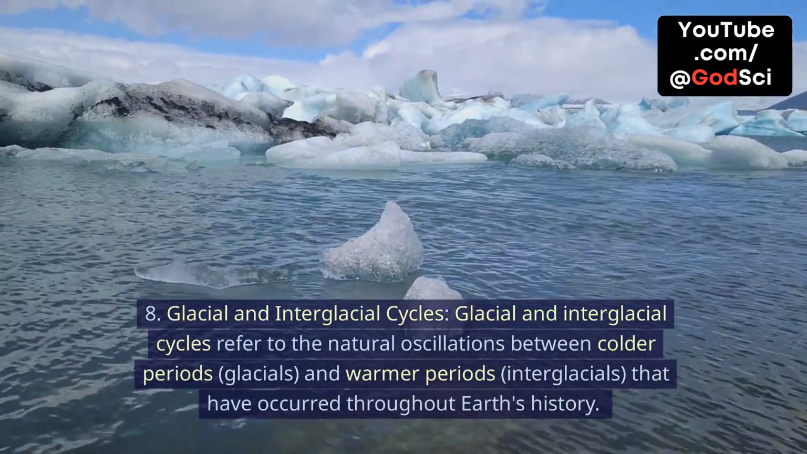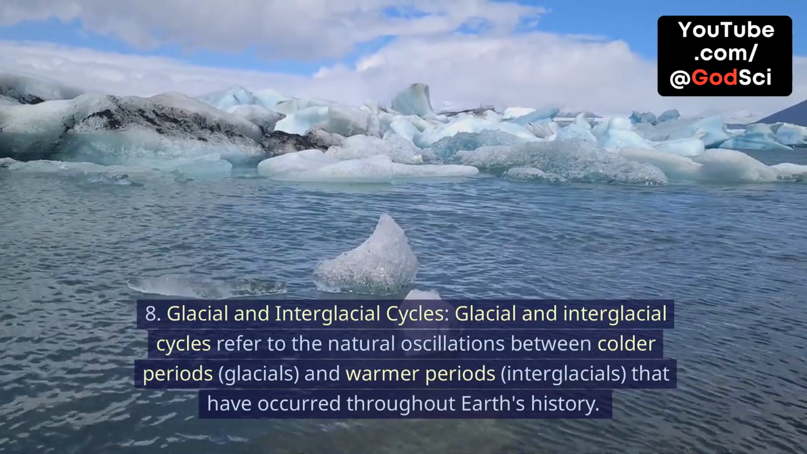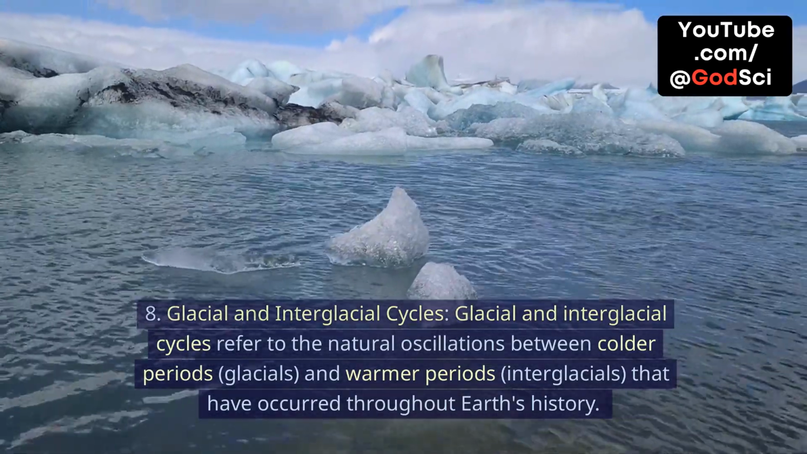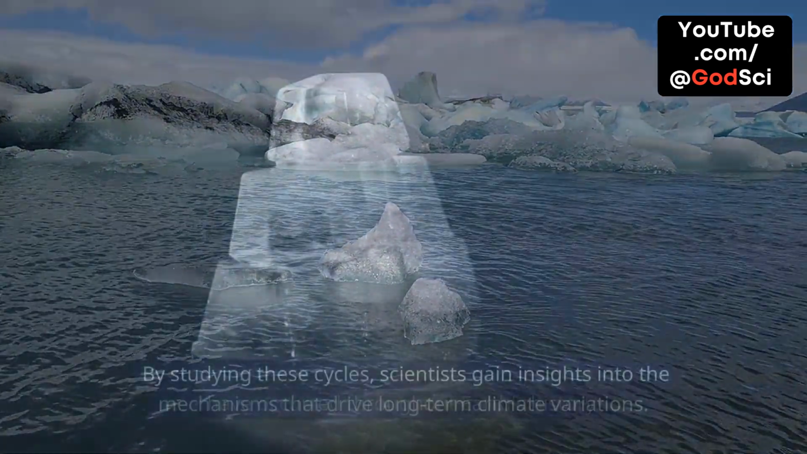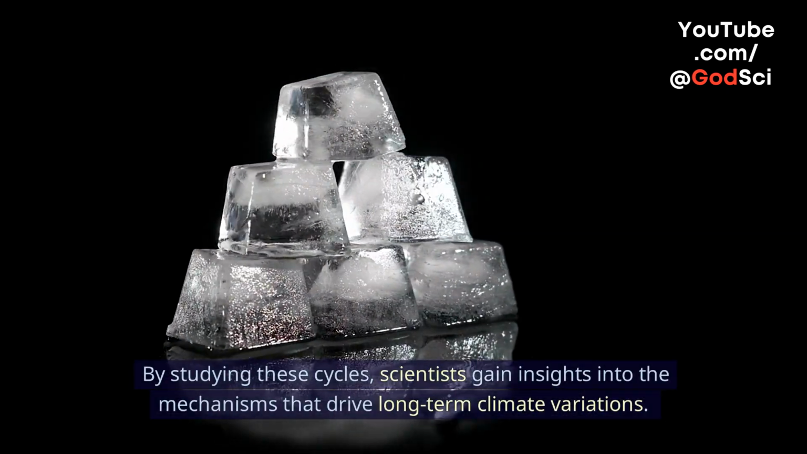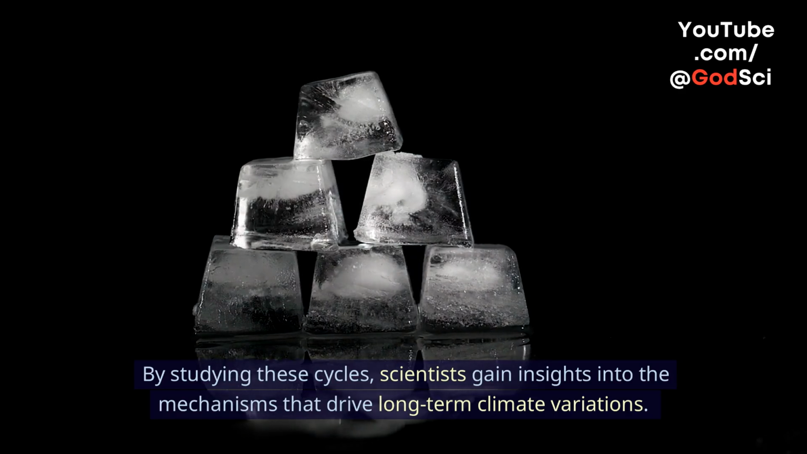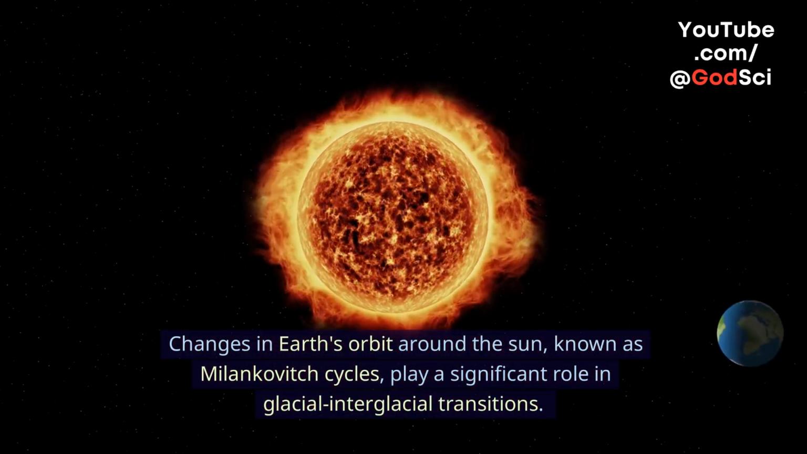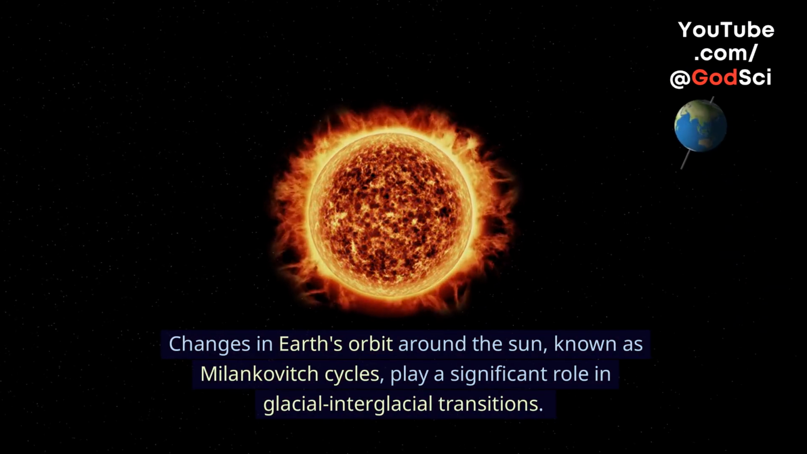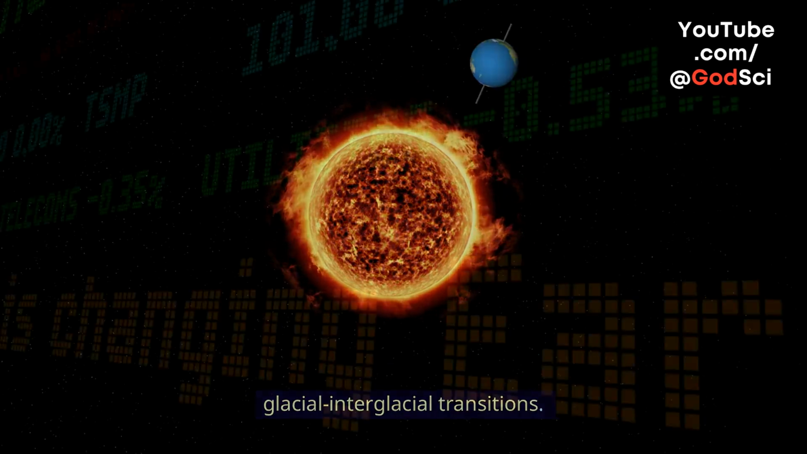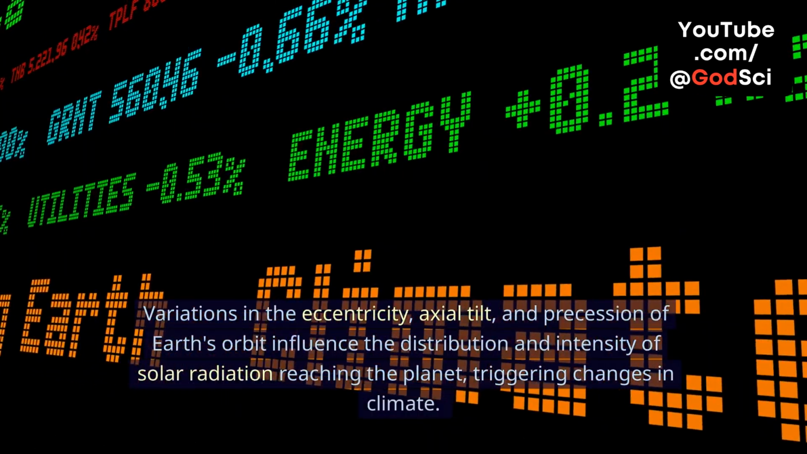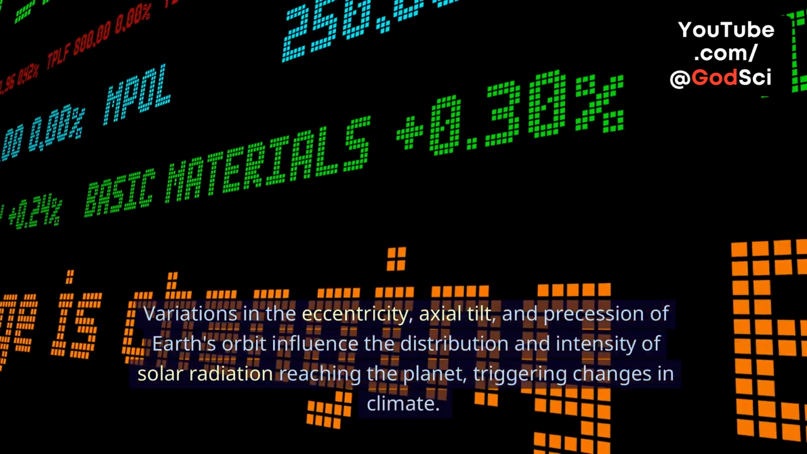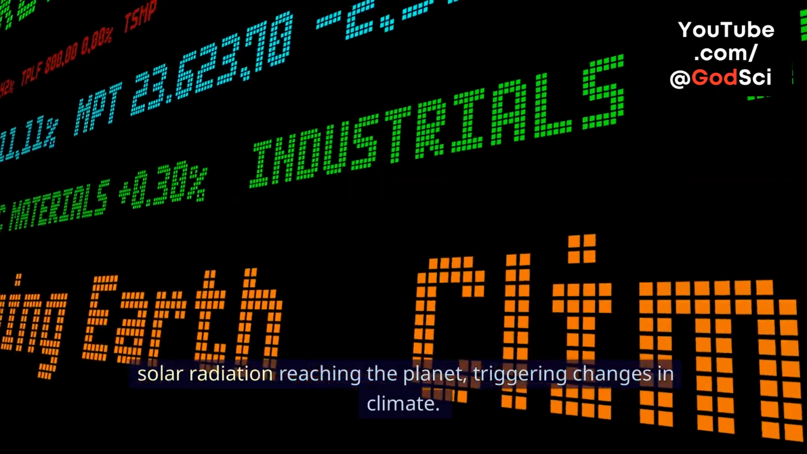Glacial and interglacial cycles refer to the natural oscillations between colder periods, glacials, and warmer periods, interglacials, that have occurred throughout Earth's history. By studying these cycles, scientists gain insights into the mechanisms that drive long-term climate variations. Changes in Earth's orbit around the Sun, known as Milankovitch cycles, play a significant role in glacial-interglacial transitions. Variations in the eccentricity, axial tilt, and precession of Earth's orbit influence the distribution and intensity of solar radiation reaching the planet, triggering changes in climate.